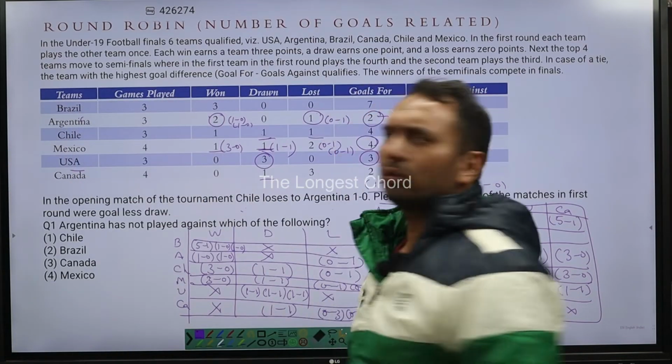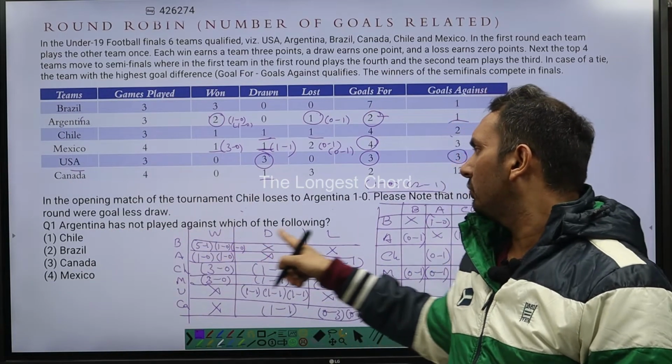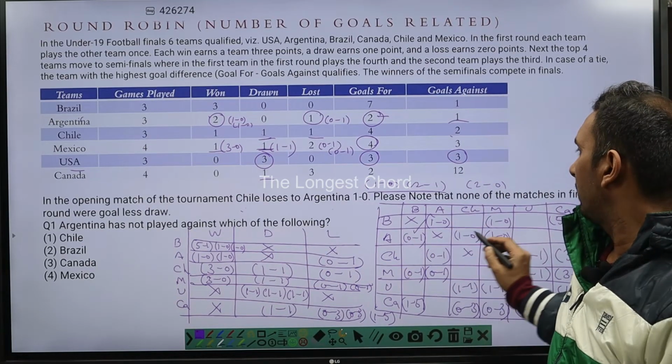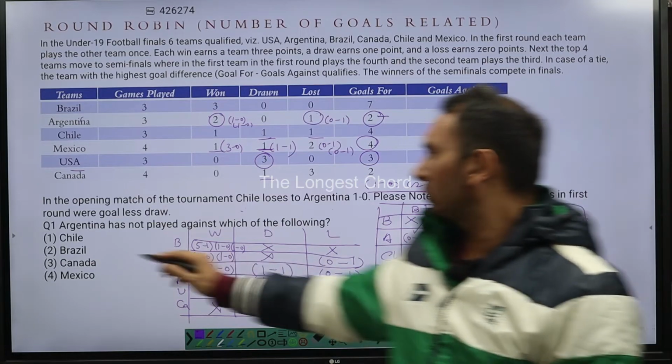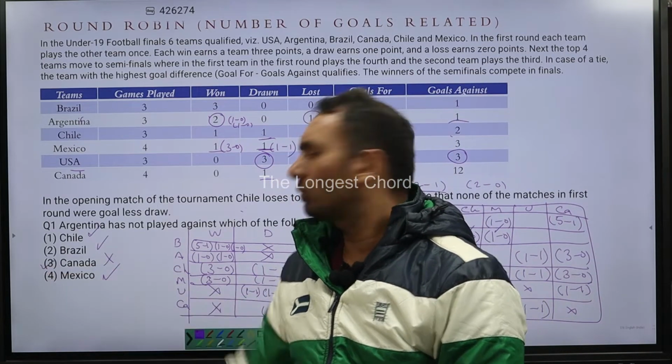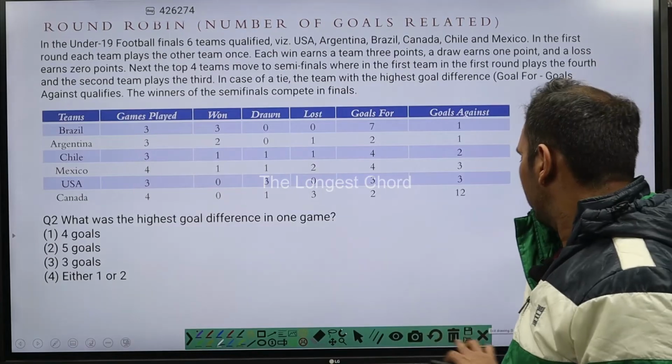So let us look at the first question. Argentina has not played against which of the following? If we talk about Argentina, it has played against Brazil, Chile and M. Canada it has not played, so our answer will be the third option.